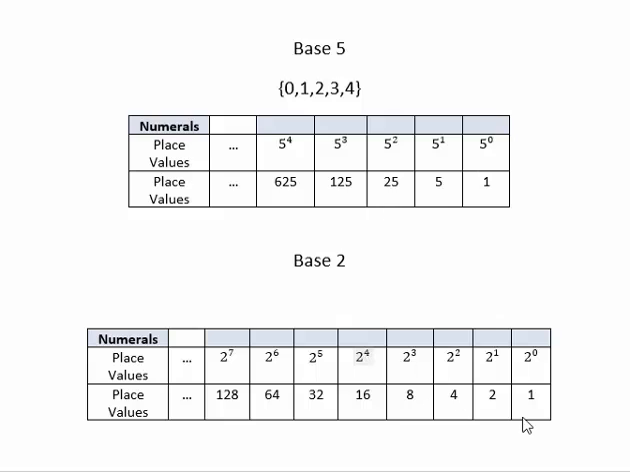Base 2 is the next place value system that we will be looking at. Each digit to the left is 2 times larger than the previous one. 32 is twice as large as 16, etc. We only use 2 digits for this system, a 0 and a 1.